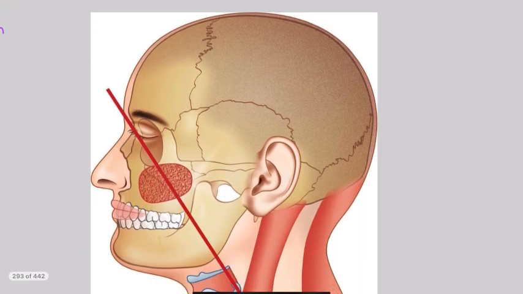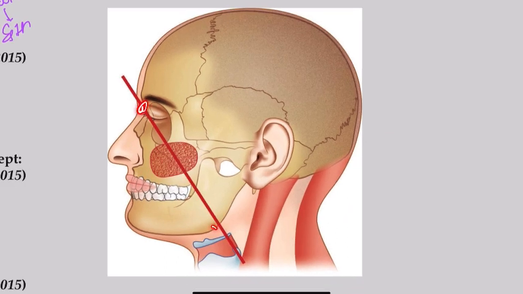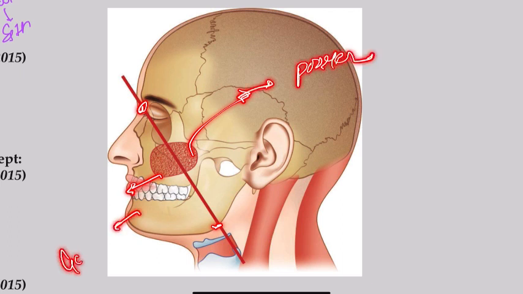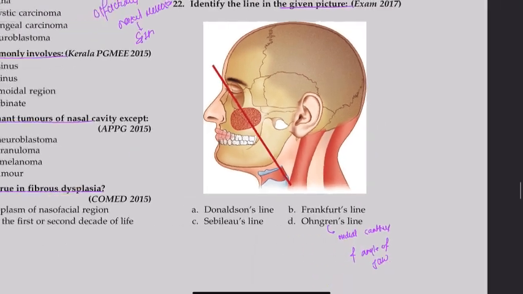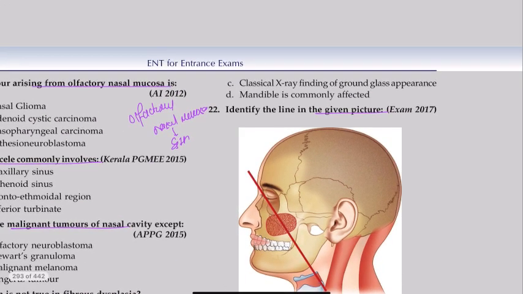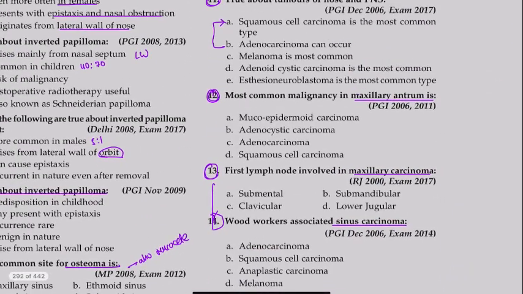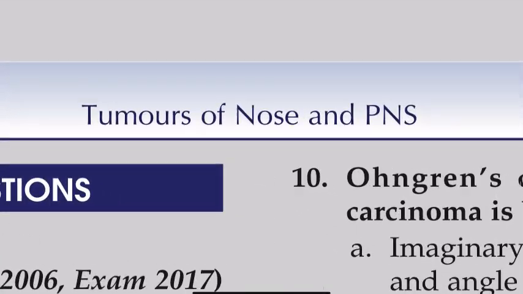Now what is this line? Medial canthus to angle of mandible, the upper suprastructure, below infrastructure. The suprastructure has poorer prognosis, and the infrastructure has good prognosis, right? This line is our Ongren's line. So this was all about questions from tumor of nose and paranasal sinuses.